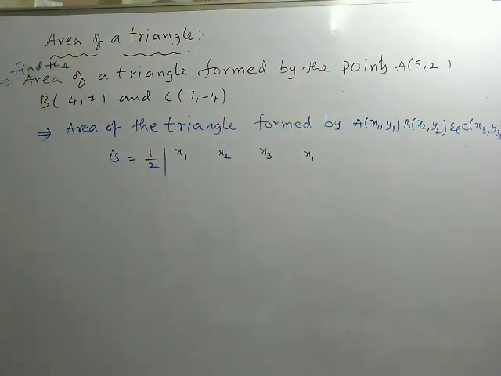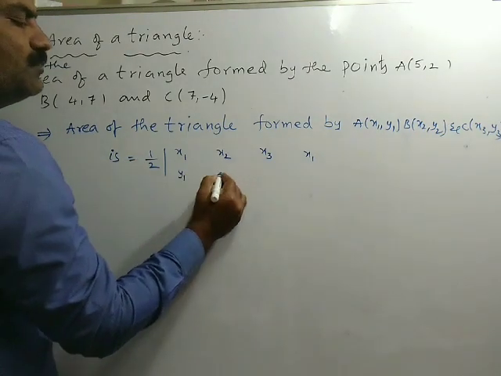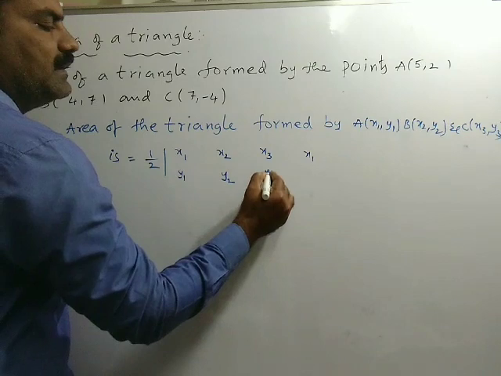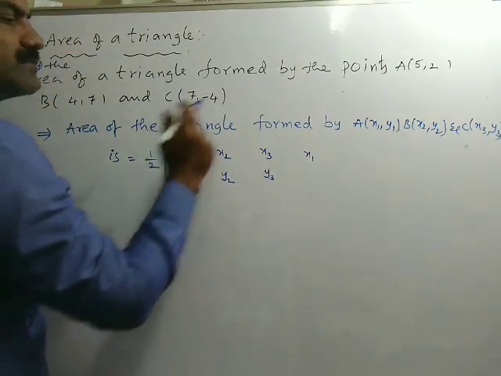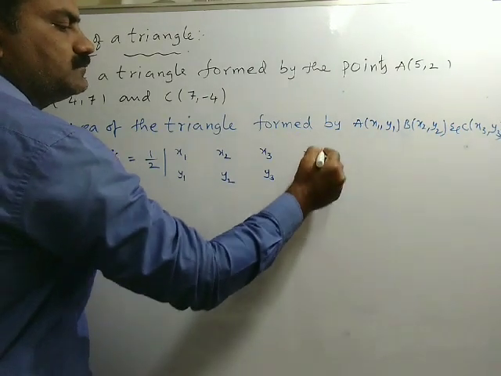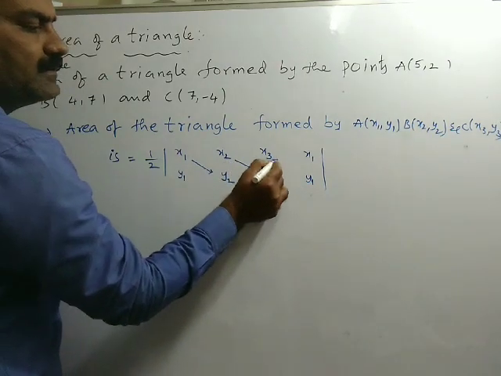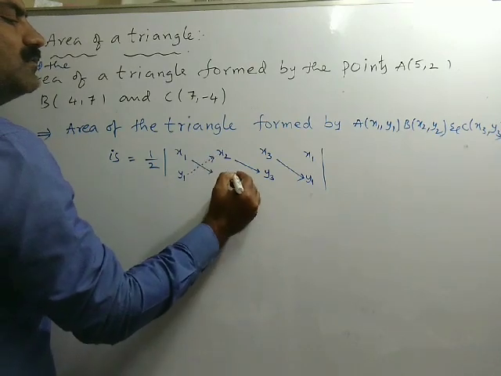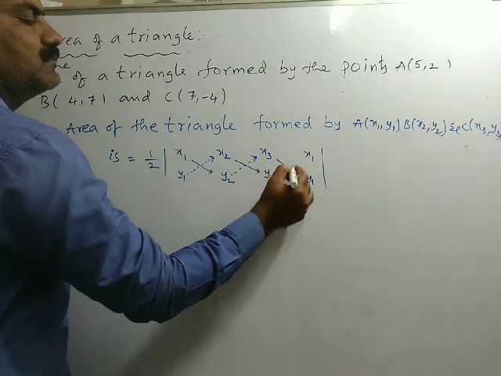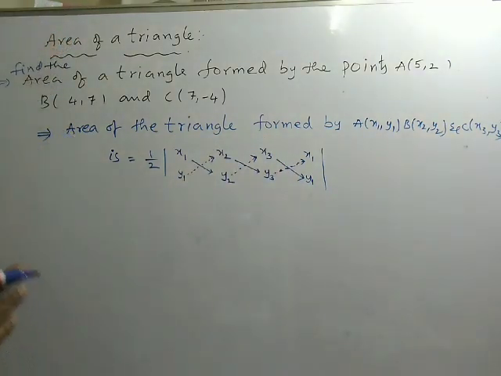Now the same technique for the y coordinates also. So y1 followed by y2 and then y3. Since we have completed all three, now repeat the first one once again, y1. And please mention the arrow marks in this manner. In this direction, let me go with a dotted arrow. So this is the first step, my dear. We need to write the x coordinates and y coordinates.